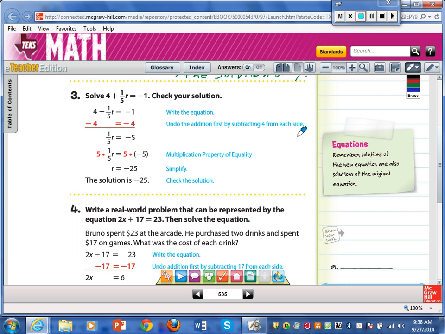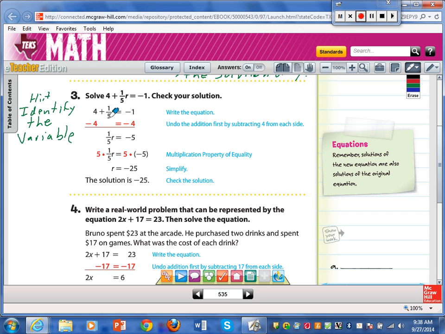All right, let's take a look at this equation here. The first thing you got to do is rewrite it. Next thing you got to do is identify the variable. Let's put a little hint over here. Identify the variable. Okay, so let's identify the variable. Where is it? Okay, here's our letter. That has to be the variable. So our variable is r, is being multiplied times 1/5, and then they're adding 4.